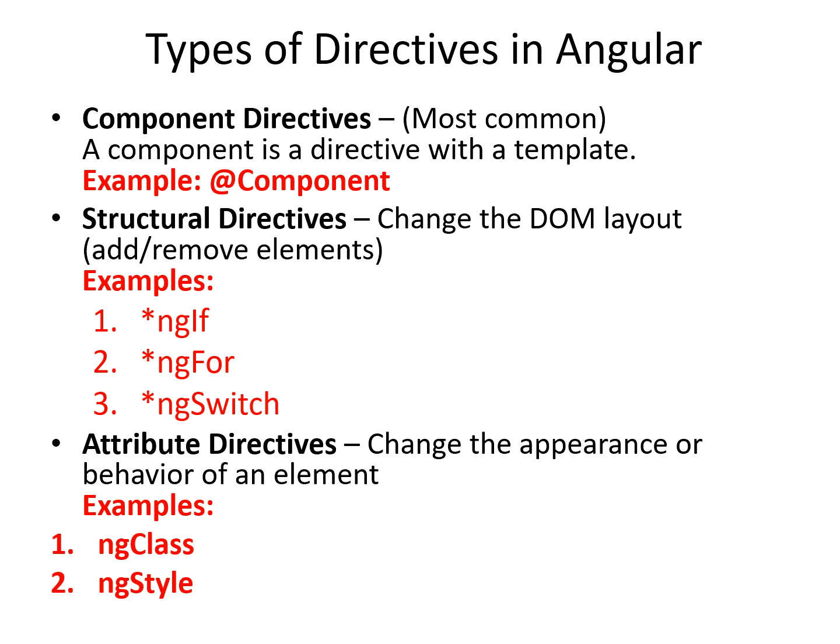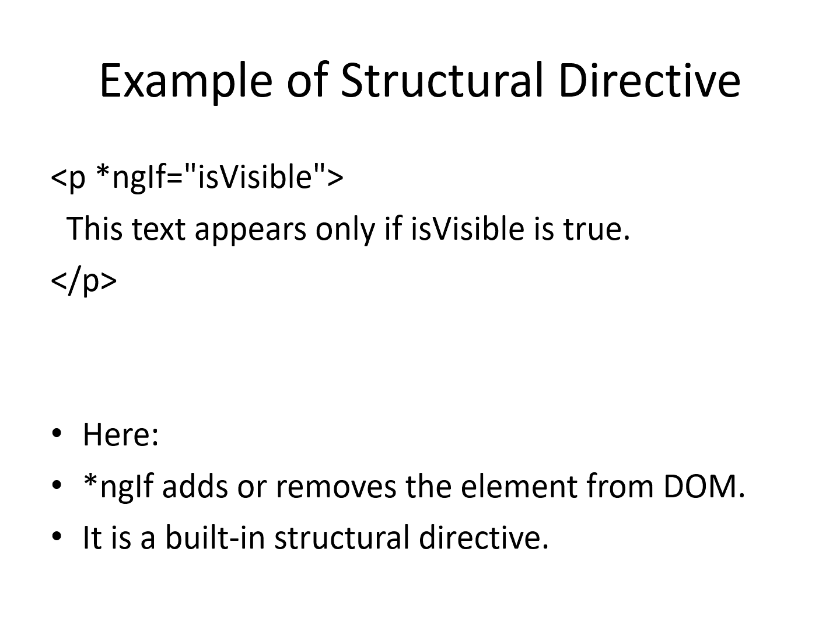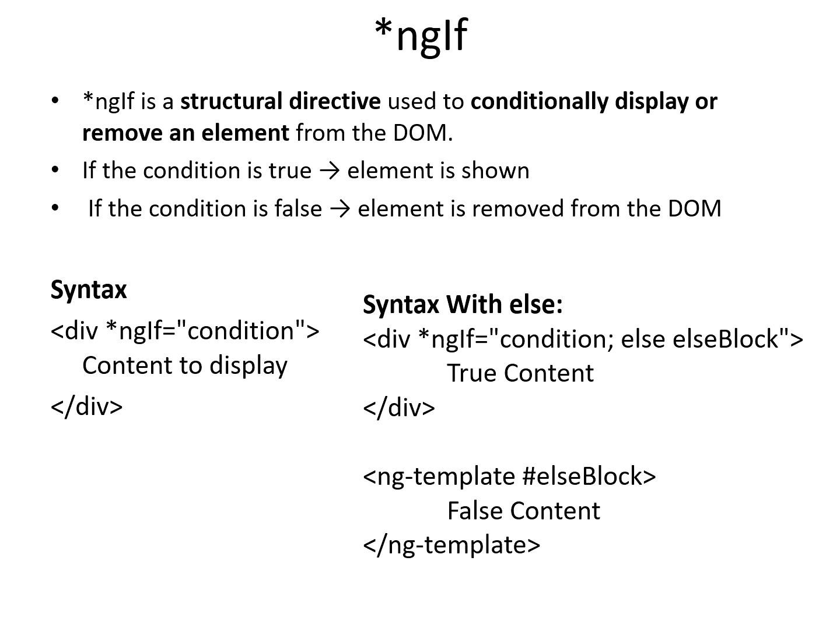A directive that lets us add or remove DOM elements from the DOM layout is called a structural directive. An attribute directive changes the appearance or behavior of an element. For example, ngClass. These are examples of directives.